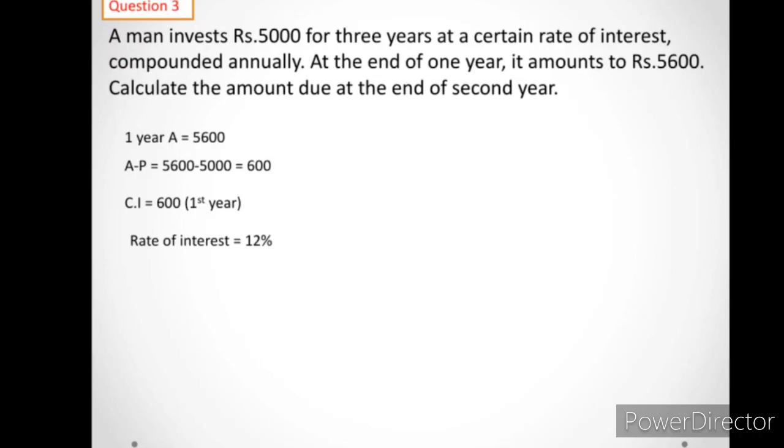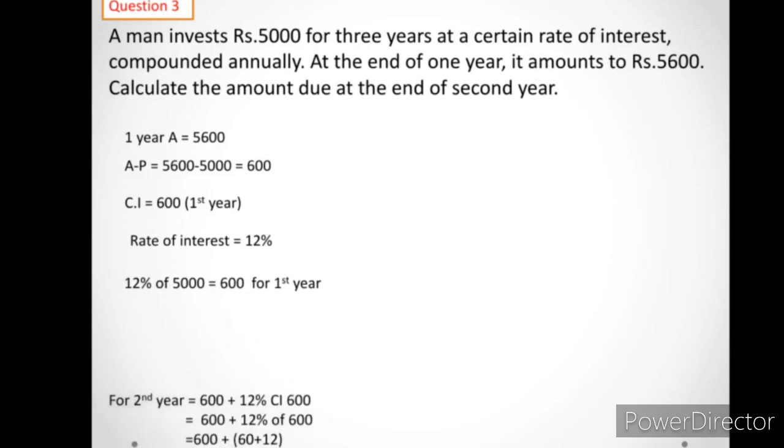How is it 12%? I simply assume that, so 10% of 5,000 equals 500. So we just need 100 rupees more, right? So 1% equals 50, so 2% equals 100 rupees. So 10% plus 2% equals 500 plus 100, that is equal to 600. So that's why by simple logic we get that the rate of interest is 12%. So 12% of 5,000 equals 600 for the first year.